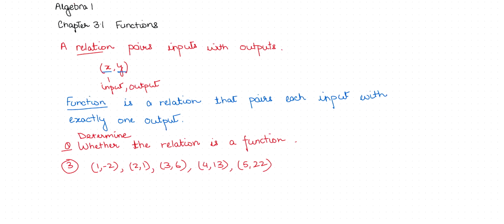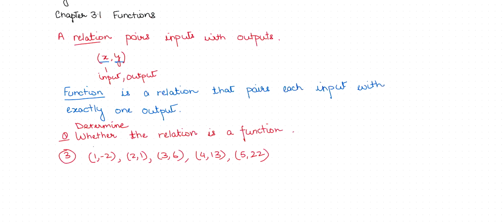So we can see here this is input, this is output, input, output, input, output, input, and output. We can see that the input is not repeated. Each input is paired with exactly one output. Input is not repeated, so that's why this is a function.